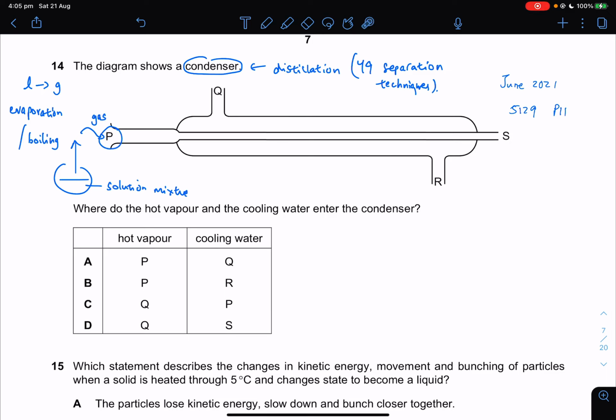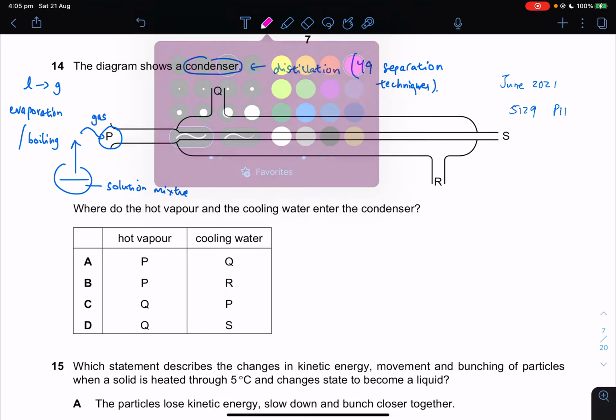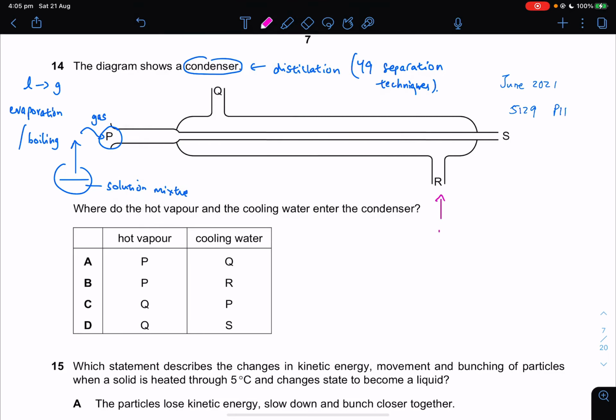So the hot vapor comes in through P because it goes in this direction. And then you use cold water, essentially the cold water goes in. It's a three-dimensional setup instead of this two-dimensional drawing, so it's like a jacket. So it basically cools down. The water is cold, it cools down the vapor. So inside there you get condensation. Condensation is when you get gas turning back to liquid.